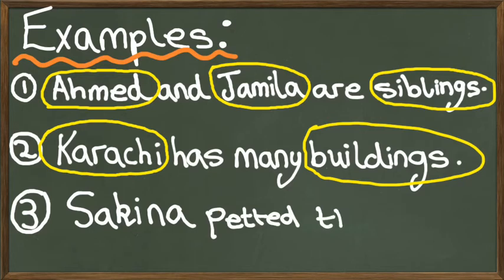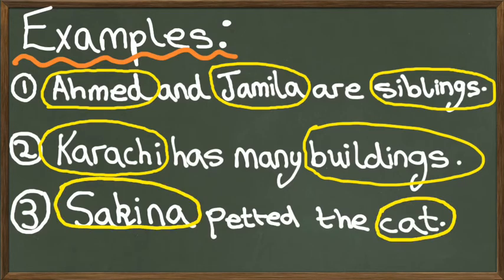Sakina petted the cat. The nouns over here are Sakina because it is the name of a person, and cat because it is an animal. Take a moment to understand these nouns and how they are used in sentences.